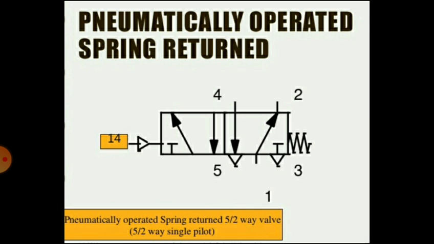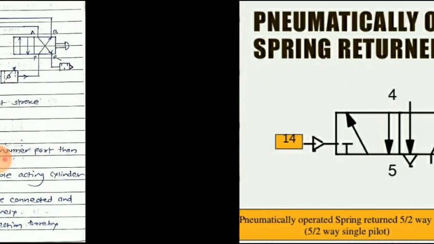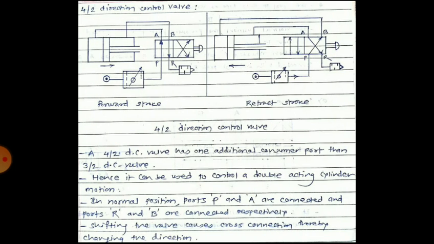So that is the basic difference in the symbolic representation. Then pneumatically operated spring return. So pneumatically operated is shown on the left hand side of the valve, and spring return is shown on the right hand side. Then 4x2 valve, you can see the circuit diagram of the 4x2 valve. So on the left hand side there is a forward stroke, and on the right hand side you can see the retract stroke by using the 4x2 direction control valve.